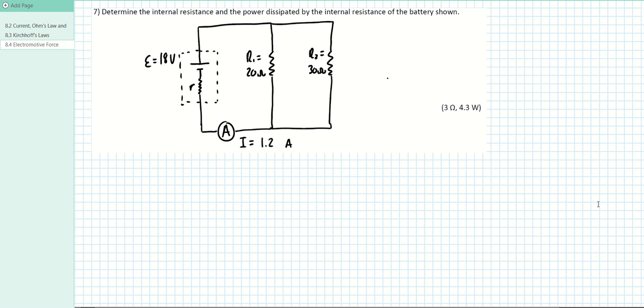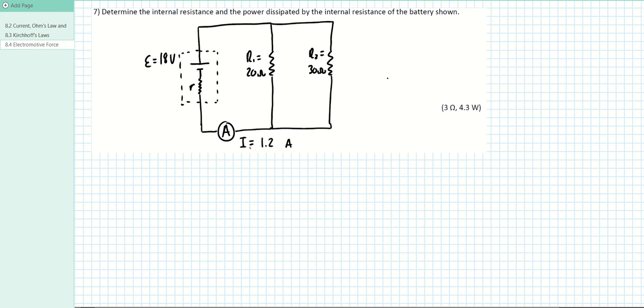In this video, I want to go over question number 7 from worksheet 8.4 on electromotive force. This question says: determine the internal resistance and the power dissipated by the internal resistance of the battery shown. In this case, we're given the EMF, epsilon, is 18 volts, and we're trying to find the internal resistance of this battery. Notice here that we also are given the current for this circuit.